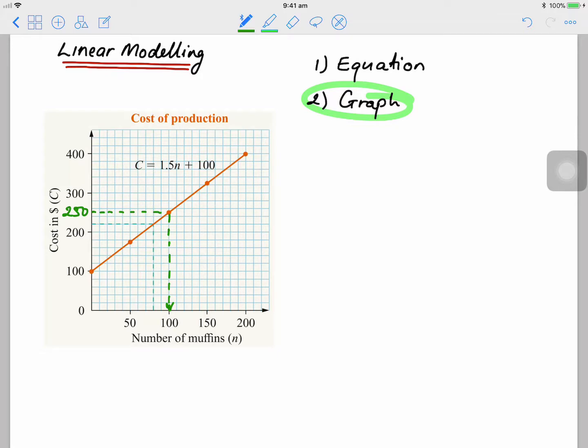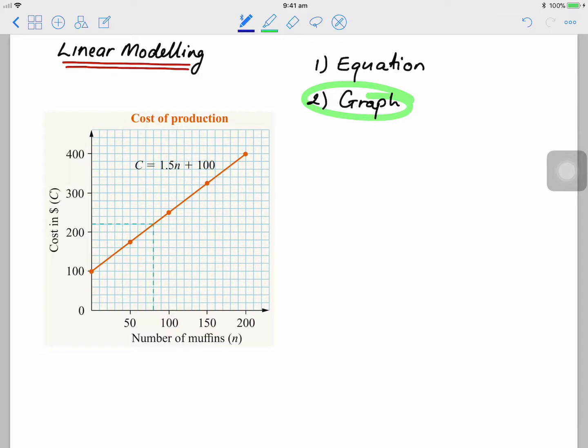And you could even question yourself, if you had $300, how many muffins could you afford to make? And the answer apparently here is roughly about 130 muffins. Okay, but there is one limitation to this, and that is the graph can only sketch reasonable values. In this case, it stops at 200.